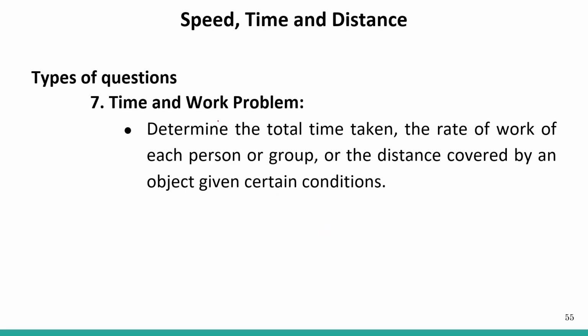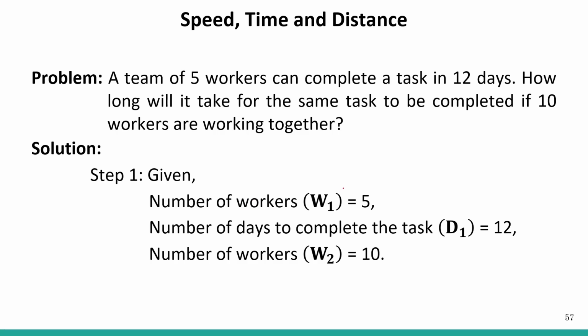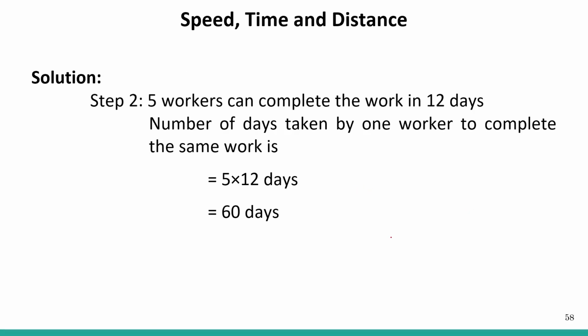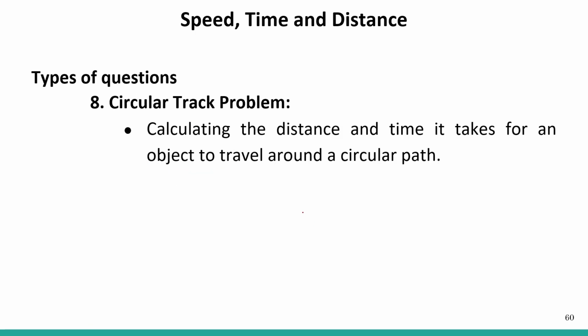So let's see the seventh kind of problem, that is on time work problem. So a team of 5 workers can complete a task in 12 days. How long will it take for the same task to be completed if 10 workers are working together? Number of workers is equal to 5, number of days is equal to 12, number of workers is equal to 10. So 5 into 12 is equal to 60. So 60 by 10 is equal to 6 days. So it will take 6 days for 10 workers to complete the same work.